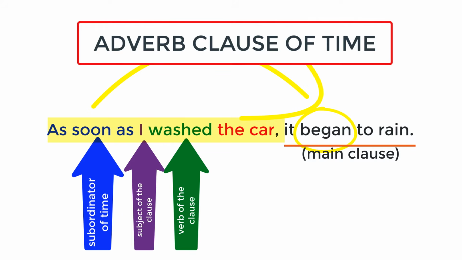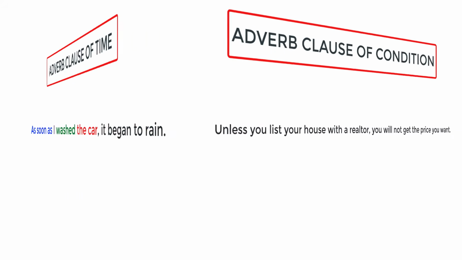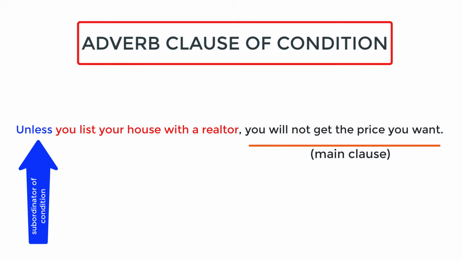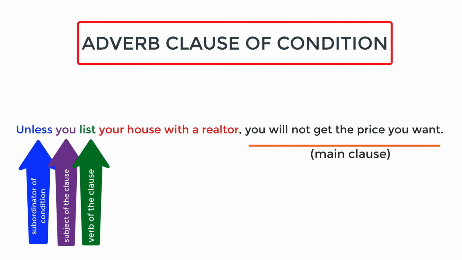Let's go on to an adverb clause of condition. Unless you list your house with a realtor, you will not get the price you want. In this example, the subordinator is unless, and it is modifying the verb will not get.